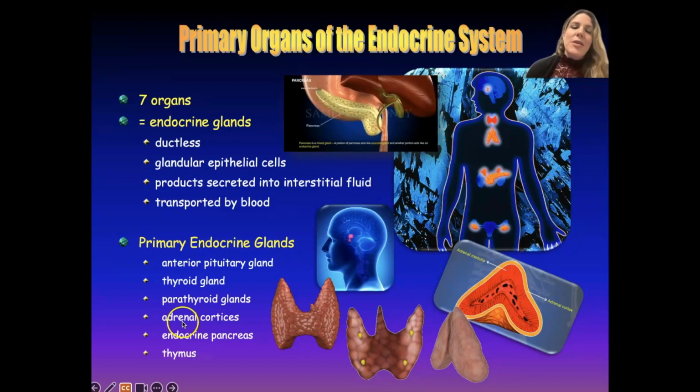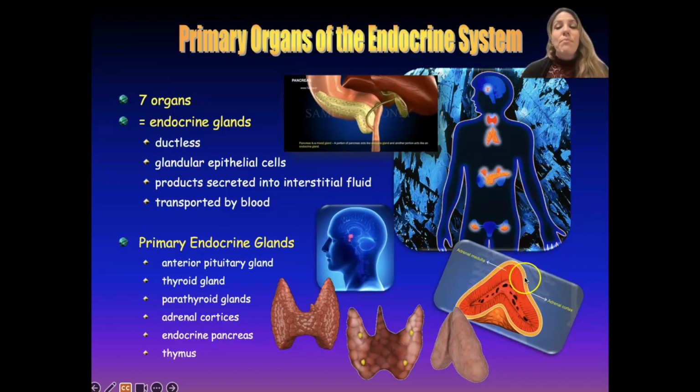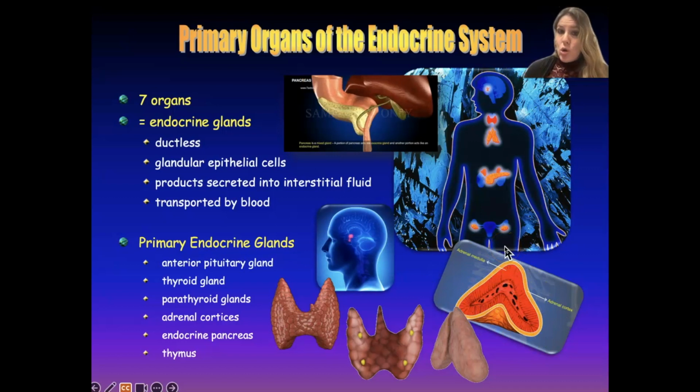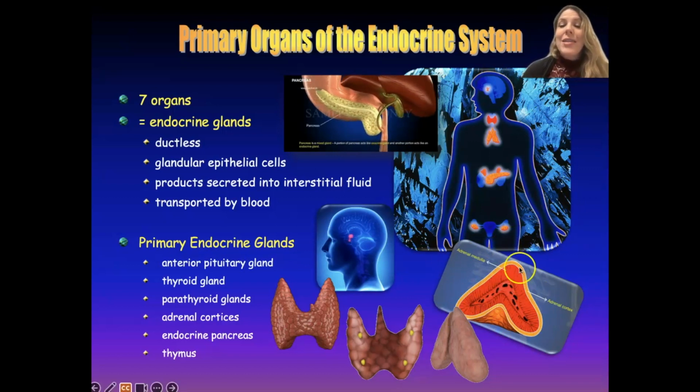Then we're going to talk about the adrenal cortices, which are part of the adrenal glands, which sit right on top of the kidneys. So there are actually things we're going to talk about that are produced both from the edge of the adrenal gland, the cortices, or each adrenal cortex, and the inside of the adrenal gland, which is the adrenal medulla. But the cortex is actually considered a primary endocrine organ.